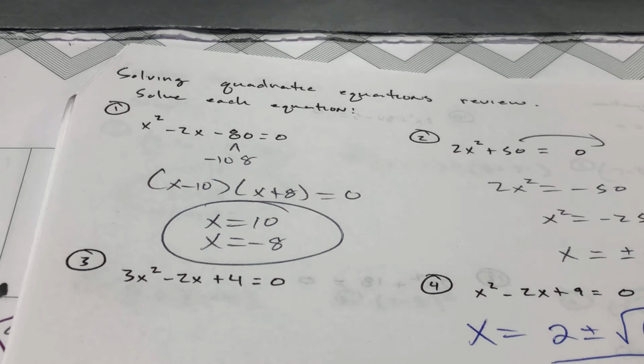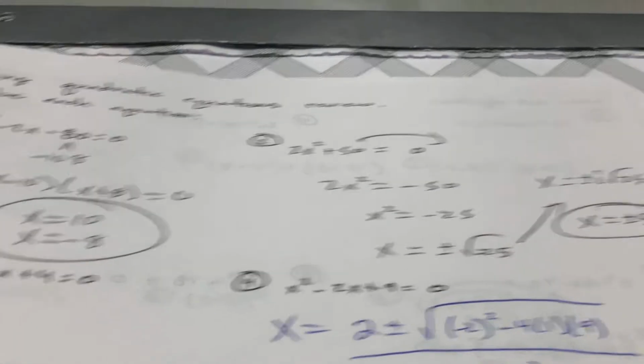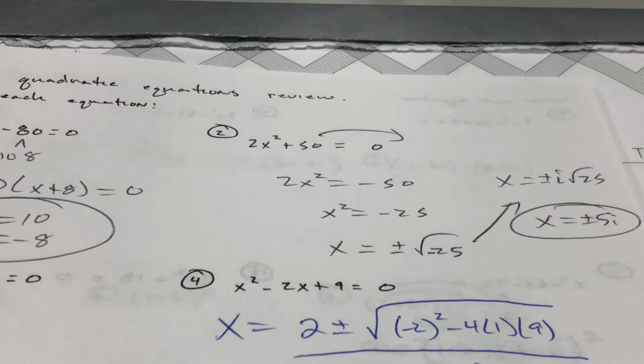What multiplies to 80 and differs by 2? x minus 10, x plus 8 equals 0. Cover-up method: x minus 10 is 0, x plus 8 is 0. Your two solutions are 10 and negative 8. Let's take a look at number 2.